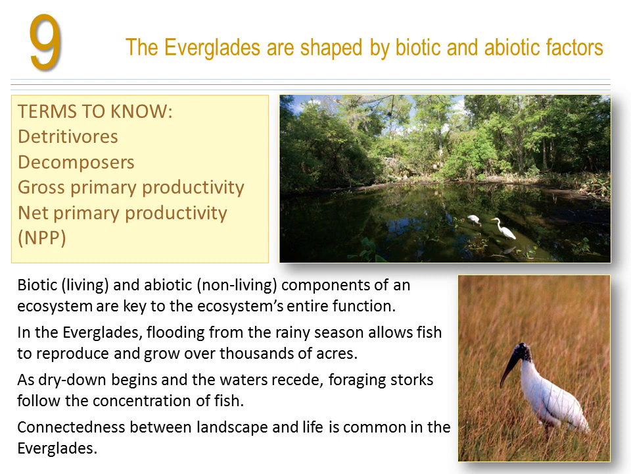In the Everglades, flooding from the rainy season allows fish to reproduce and grow over thousands of acres. Question: when is the rainy season for the Everglades? I'm not going to tell you the answer, but see if you know just by going around and living here long enough, or look it up. As dry down begins, and the water recedes, foraging storks follow the concentrations of fish. Okay, take this area here and make it shrink because the water drains away and evaporates away in this southern Florida heat.